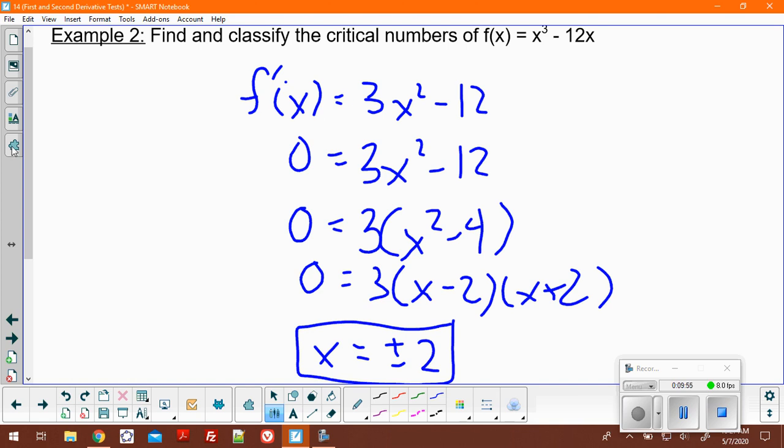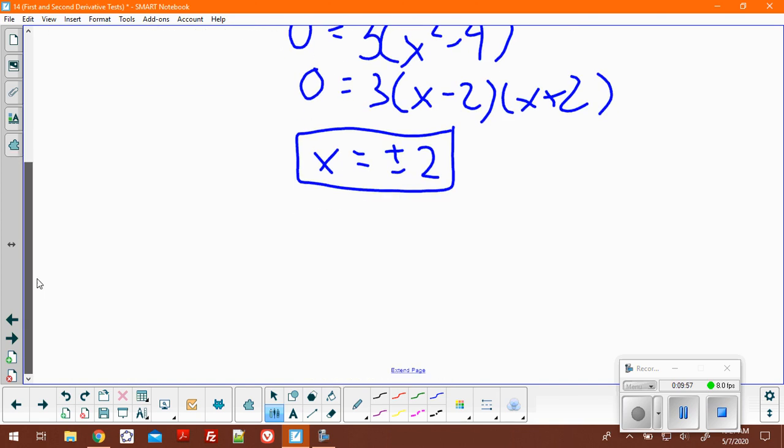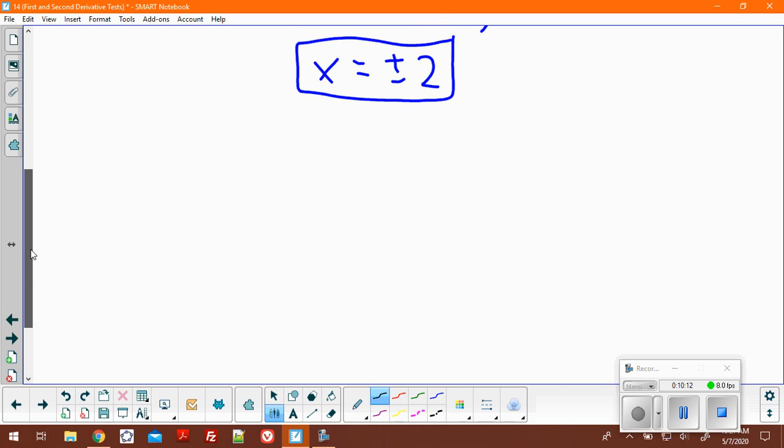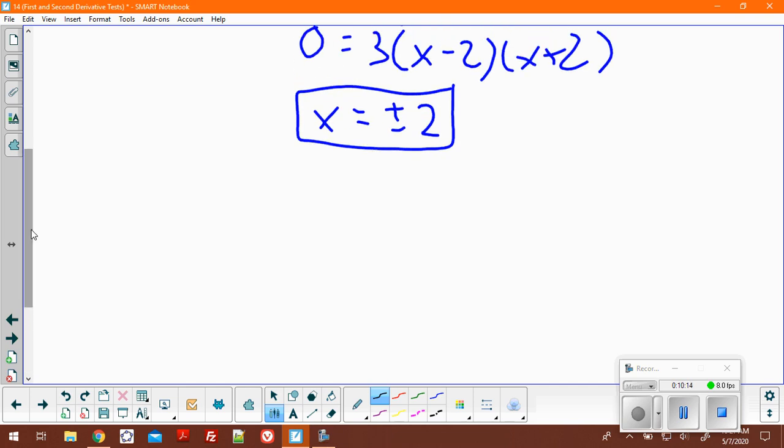Classify, I want to figure out if they are a max or a min. So to do this, we need to figure out where my derivative is positive or negative. And a nice way to do that is to do an interval chart, which again, you would have learned about in advanced functions and maybe before that.